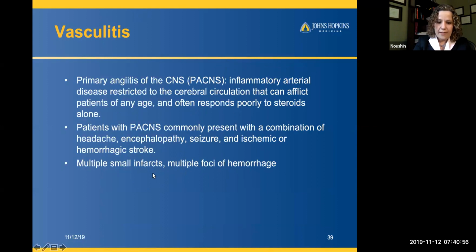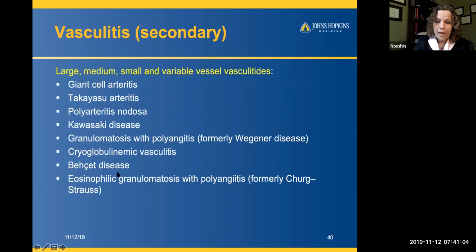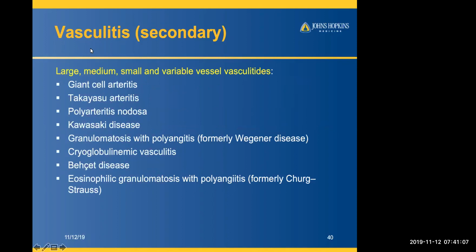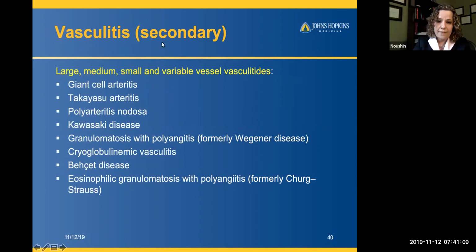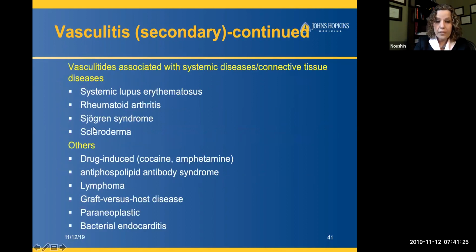On imaging, the findings we see in vasculitis are pretty nonspecific. We can see multiple areas of small infarct, multiple foci of hemorrhages. A larger group of patients we see with vasculitis are those who have secondary vasculitis. It can be secondary to large, medium, or small vessel vasculitides, such as giant cell arteritis, Takayasu, polyarteritis nodosa, Kawasaki, granulomatosis with polyangiitis. You can have vasculitis that is associated with systemic diseases or connective tissue disease. These are probably more common than the primary angiitis.